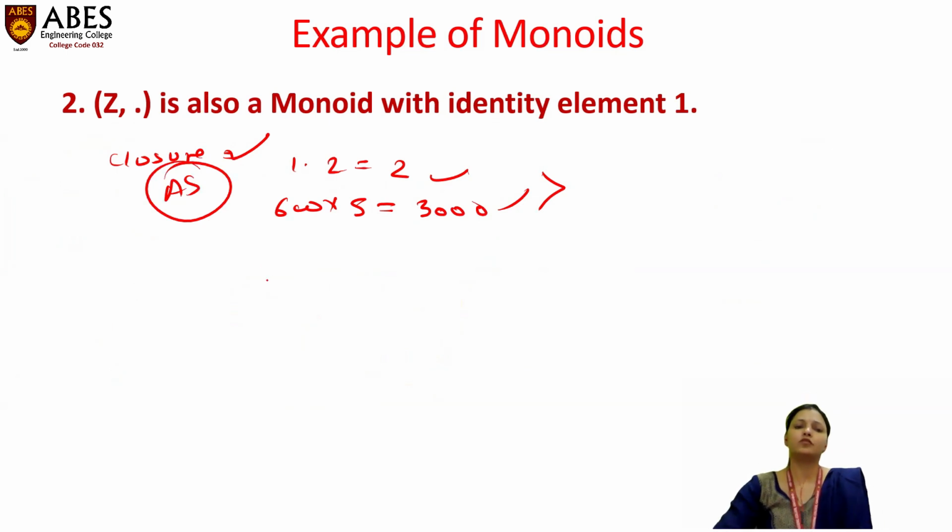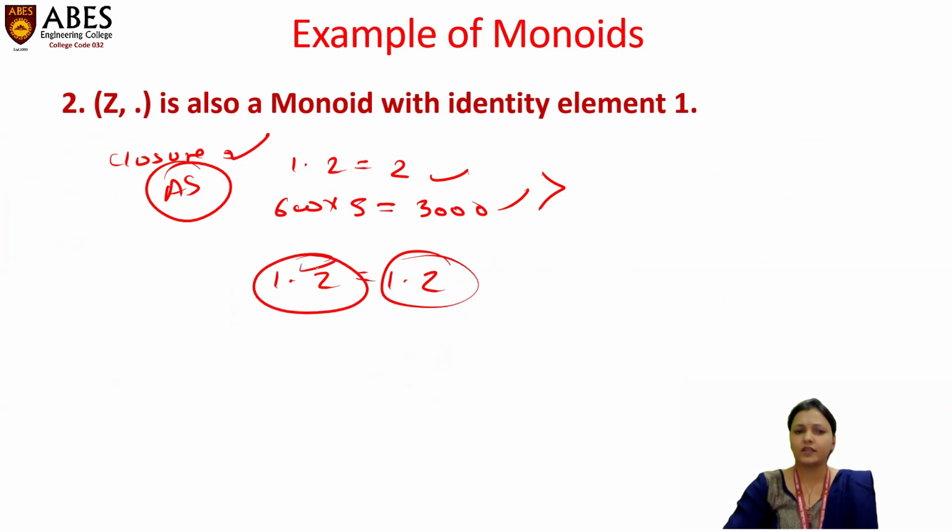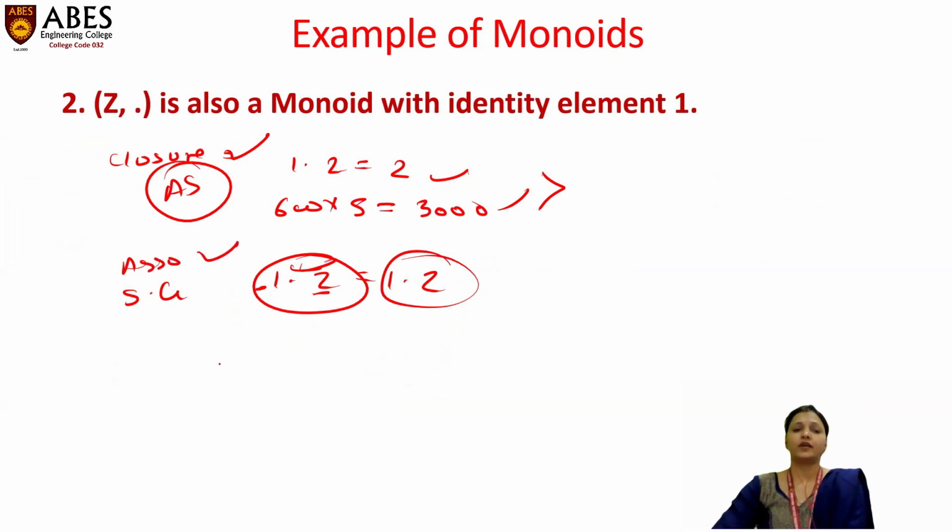Now we will check for semigroup. So (1.2).3 is always 1.(2.3). Associativity is always satisfied for three operands. So it is also a semigroup. Associativity is satisfied. Now we will go for checking monoid. A monoid is a semigroup where an identity element exists.